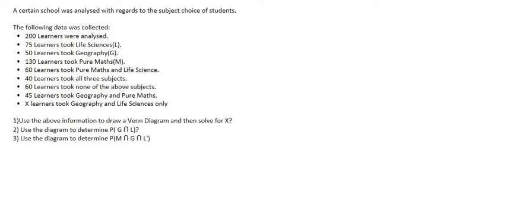Well, we look for the total number of conditions. We see we've got 200 learners who were analyzed. 75 took life sciences. Okay, so that's one condition. Geography. And we've got pure maths. So those are three different categories, and so we are going to have three different circles.